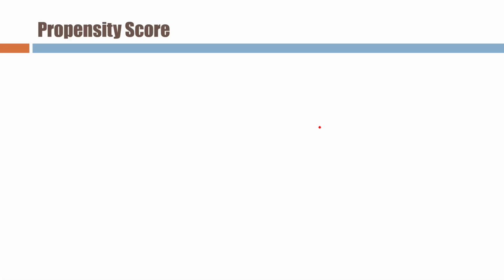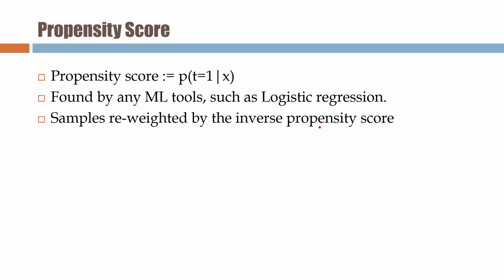So what will happen here? We define the propensity score as the probability that t equals 1 given x. We can use any machine learning tool, such as logistic regression, because what we are trying to do is get a probability. Propensity score is a probability. So I have to get a probability. That's why logistic regression is a good candidate.